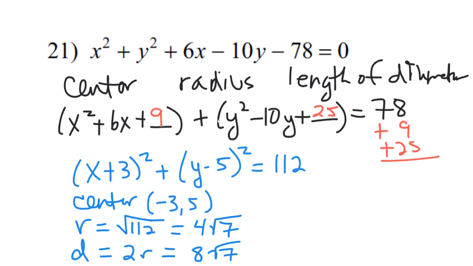The center is at -3, 5, and the radius is the square root of 112. The square root of 112 reduces to 4 root 7, and the diameter is 2 times that. So 2 times r equals 8 root 7. So the length of the diameter is 8 root 7. And that's it. We found all of the answers.